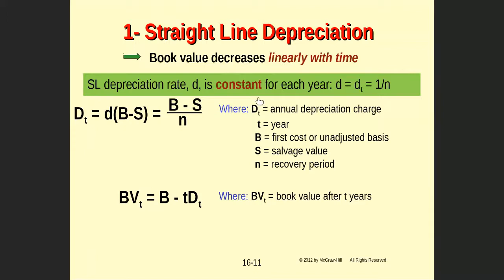The depreciation at a certain time is equal to the present or the initial cost, or the principal cost of the machine, minus the salvage, divided over N, which is the number of recovery period. And the book value is the initial cost or the principal minus the time t times the D, which is the annual depreciation charge.